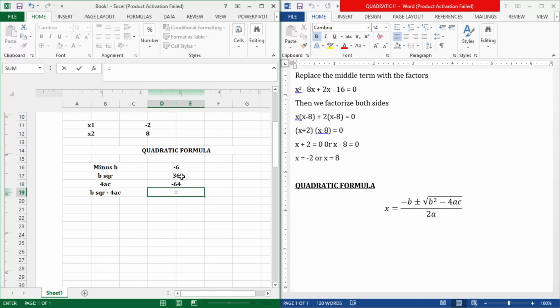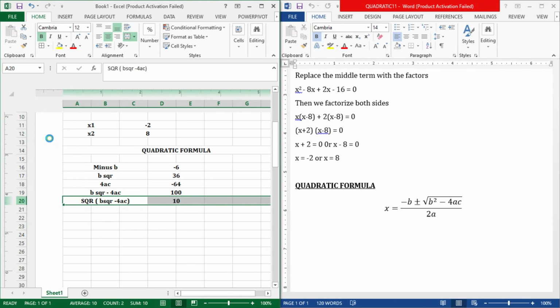Next, we program b squared minus 4ac, which is equal to the calculated b squared minus the calculated 4ac. Reference the results, don't type it. Next, we find the square root using capital letters SQRT, then reference 100 in bracket, then press OK. We forgot to add our 2a, so we can easily insert a row and program it.